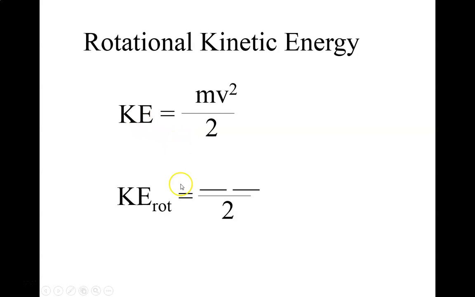So let's figure out what the equation for rotational kinetic energy would be. Normal linear kinetic energy is mv squared over 2. For rotational kinetic energy, instead of m, we're going to use I, and instead of v, we're going to use omega. So the equation for rotational kinetic energy equals I omega squared over 2.